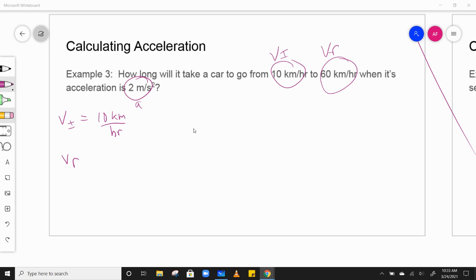Our final velocity is 60 kilometers an hour again. And then our acceleration is 2 meters per second squared. And we're looking for time.